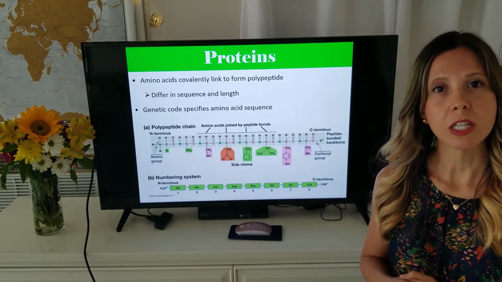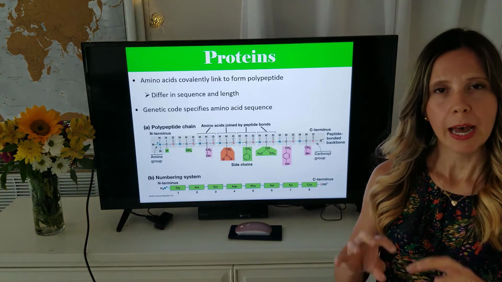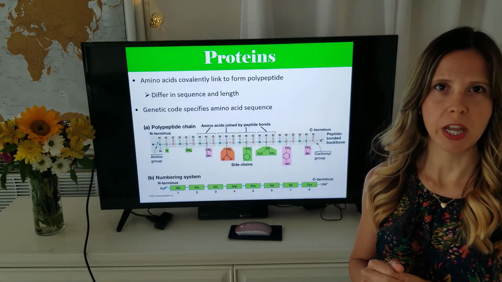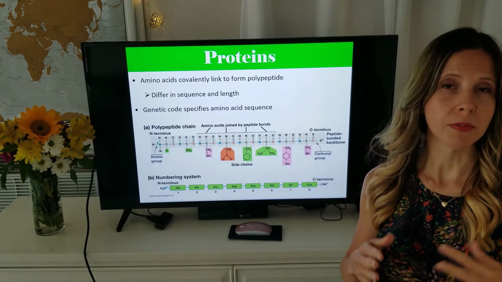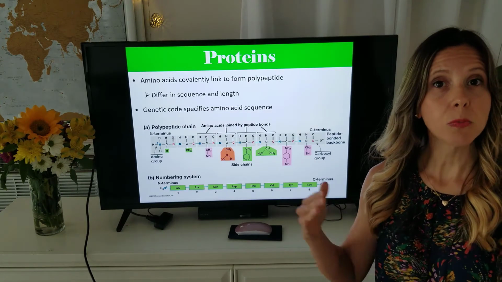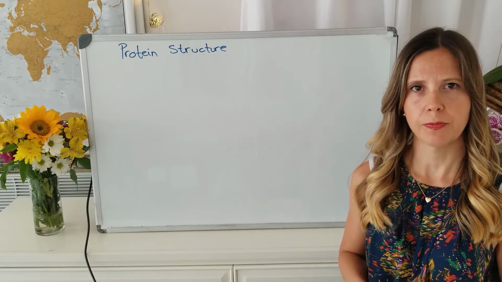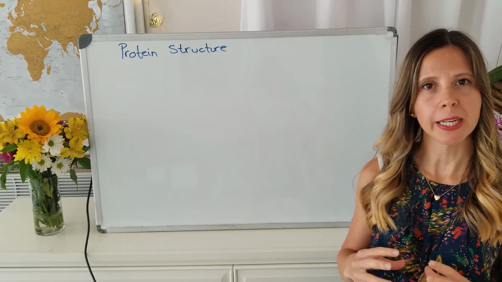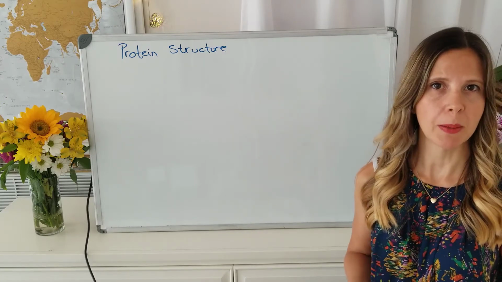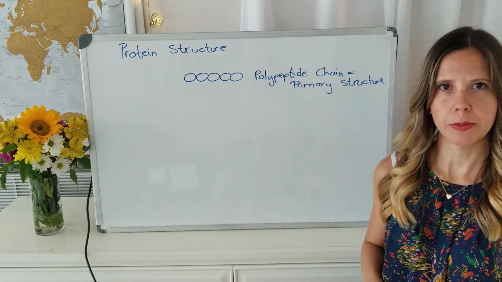Amino acids are going to link to one another using a peptide bond, which is a type of covalent bond, and this is going to form a polypeptide chain. Our polypeptide chains will differ from one another in terms of the sequence of amino acids as well as the length. Protein structure is extremely important for its function. When building a protein, the first thing that will happen is amino acids will be connected to one another to form a polypeptide chain. This is known as the primary structure of the protein.